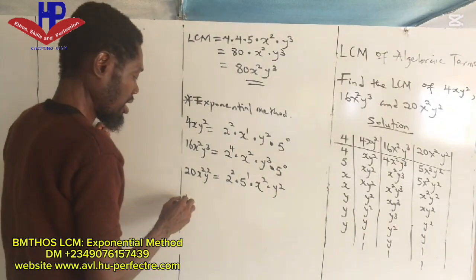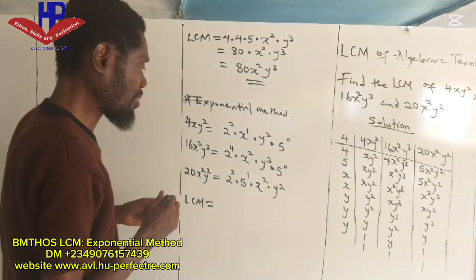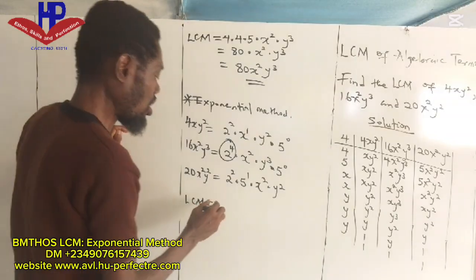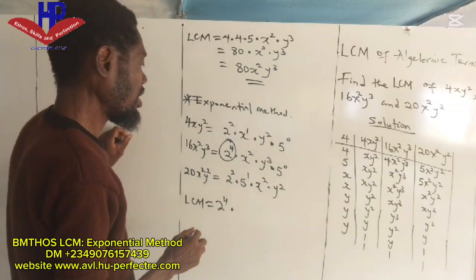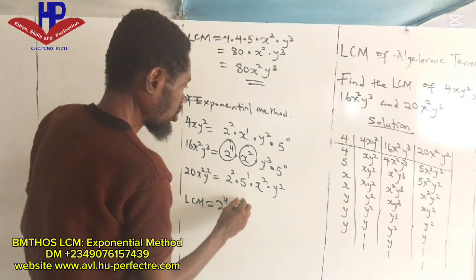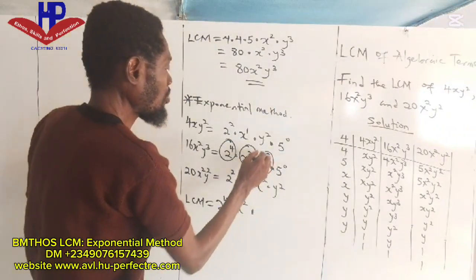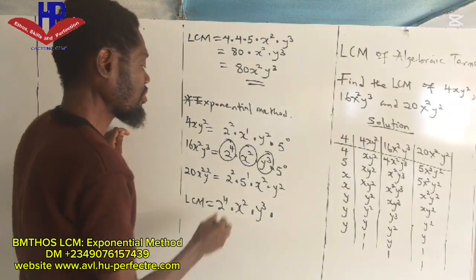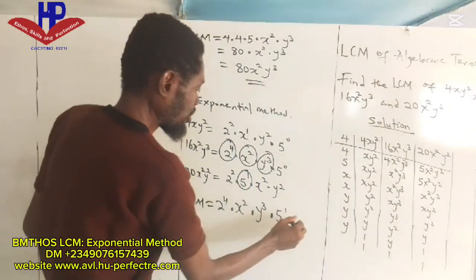So our LCM will be the ones with the highest power, the factors with the highest power. In the family of 2, 2 to the power 4 is the highest power, I'll write it down, 2 to the power 4, times in the family of x, x to the power 2 is the highest power, I'll write it down, x to the power 2. In the family of y, y to the power 3 is the highest power, I'll write it down, y to the power 3. In the family of 5, 5 to the power 1 is the highest power, I'll write it down. So this is our exponential result.